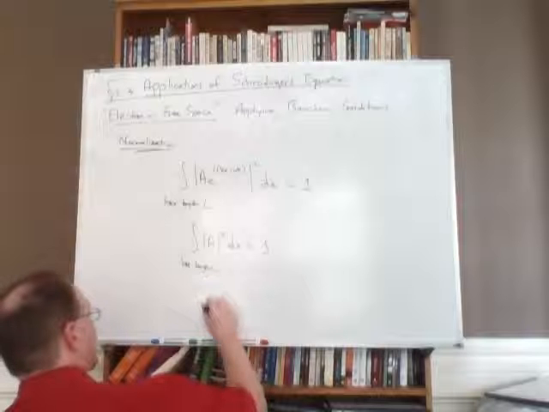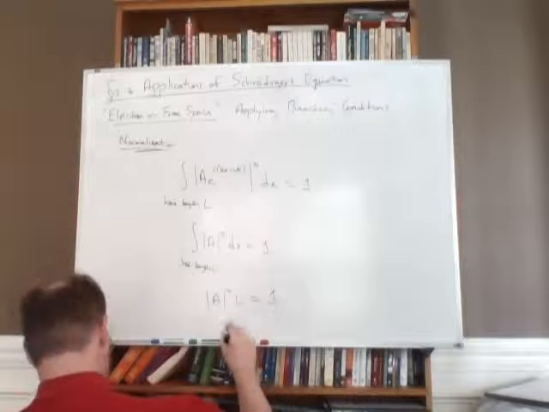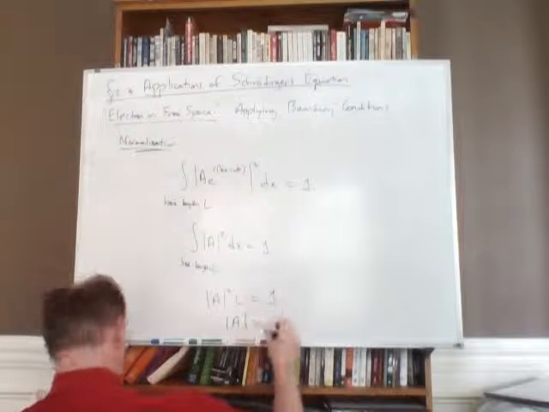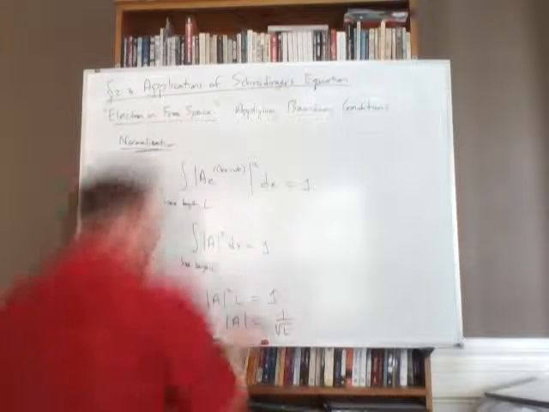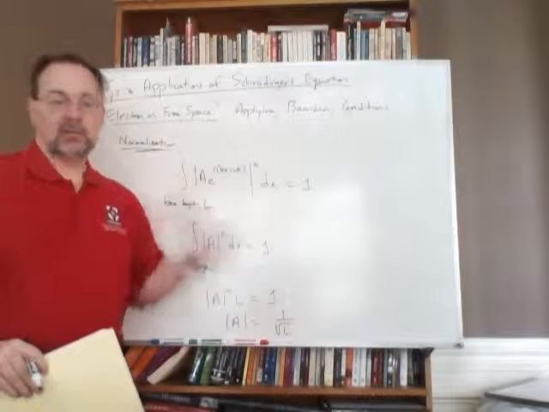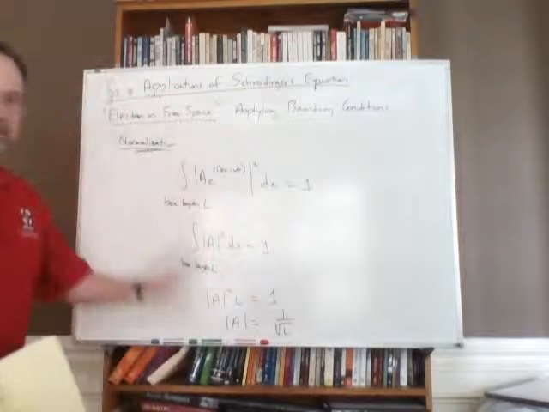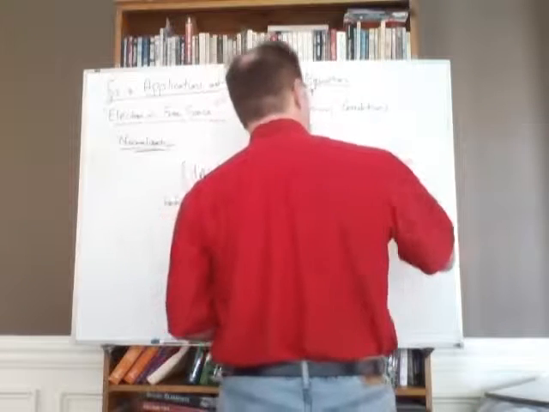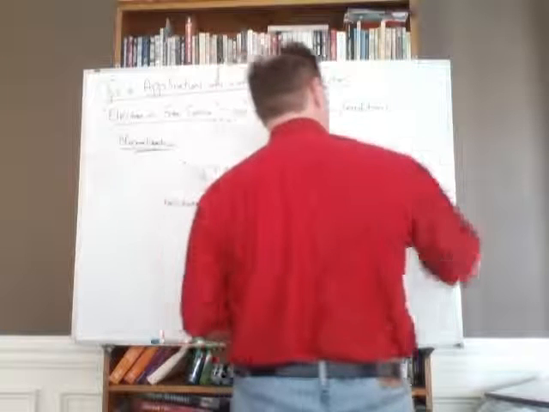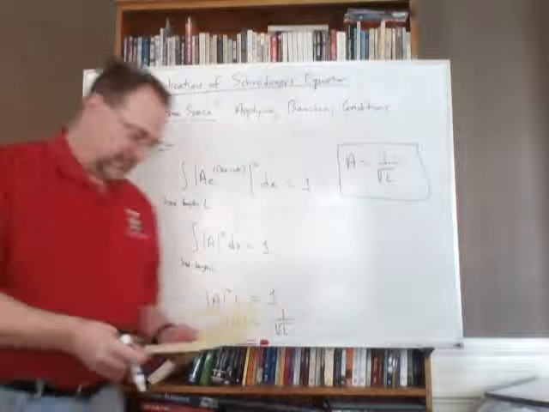And this gives us the magnitude of A squared times L is equal to 1, and the magnitude of A is equal to 1 over the square root of L. Now, we don't really care about the sign or the phase. A could be complex, have a non-zero angle, but we can just drop that and say A is positive. That would introduce a phase shift. We don't really care about that. So A is 1 over the square root of L. So we're letting A be real and positive.